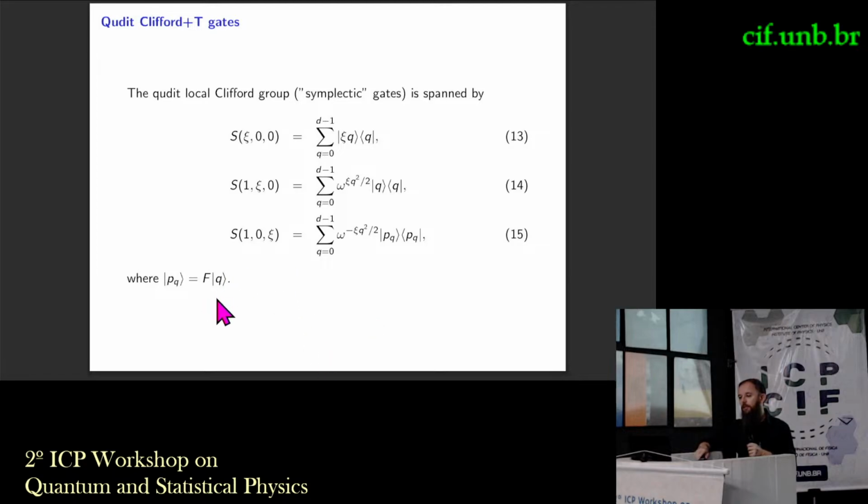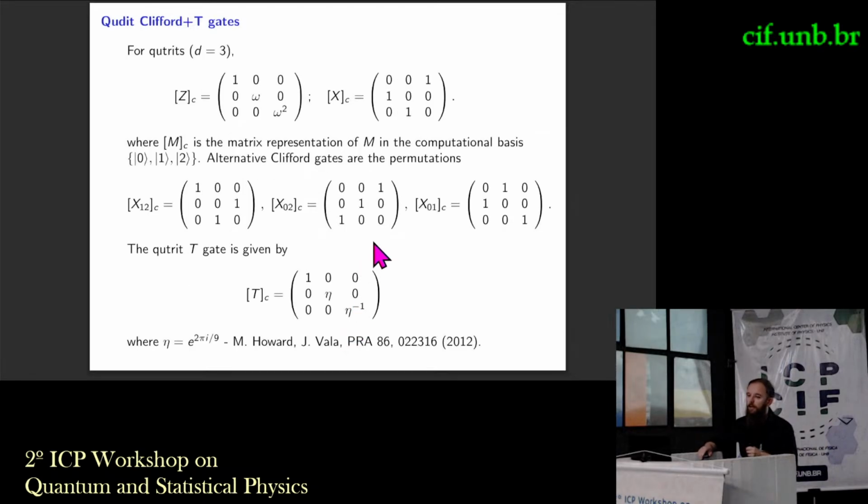And so the vectors, for example for qutrits, are 0, 1, or 2, and you can see them as positions on a grid, and then the momentum states are the Fourier transform of this, okay? But in a discrete phase space picture. So for example for qutrits, the Z gate in the computational basis has this form. This omega is the third root of unity, so omega cubed is 1. And the X gate is given by this, okay?